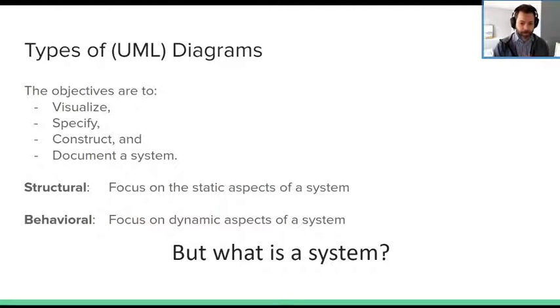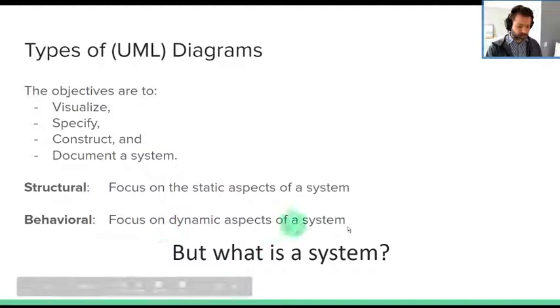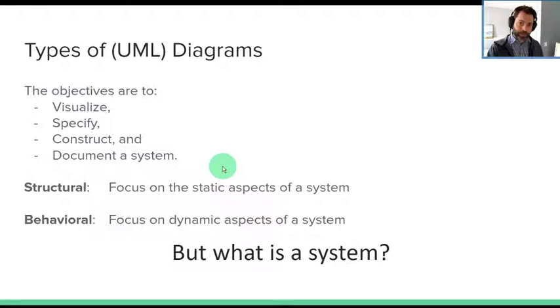But with these diagram types, they keep coming back to this word system. So visualize, specify, construct, document a system. Static aspects of a system, dynamic aspects of a system. The question is, what is a system? Because in the engineering domain, in the computer science domain, we actually have to define what these terms mean. Otherwise, they have zero context.